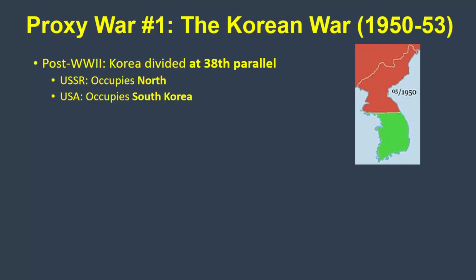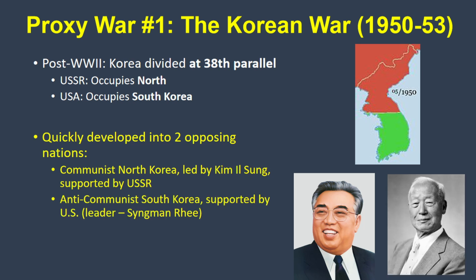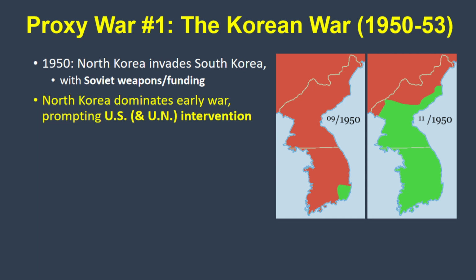First, the Korean War. As World War II ended, the Allies divided the Korean peninsula at the 38th parallel. The Soviets occupied the north and the Americans the south. This led to the formation of communist North Korea under Kim Il-sung, backed by the USSR, and anti-communist South Korea, supported by the US. In 1950, North Korea invaded the South with Soviet weapons and funding. The North quickly dominated, prompting major US and United Nations intervention to support South Korea.